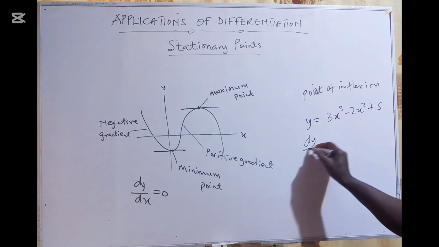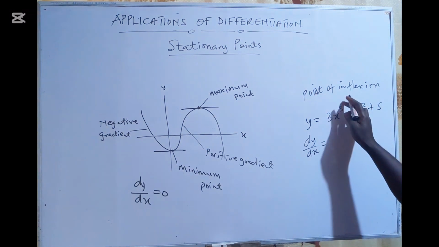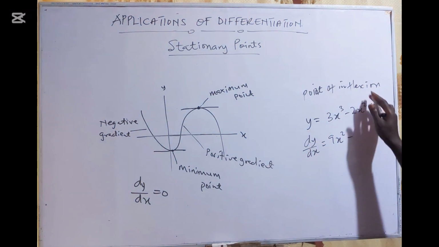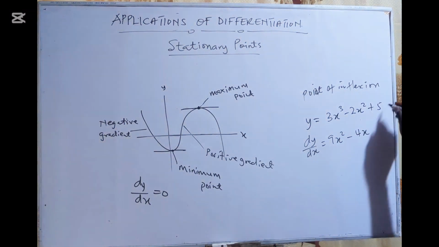So my dy on dx. I'll multiply 3 by 3, that will give me 9x squared. 2 by 2, that will give me 4x. This will give me 0.